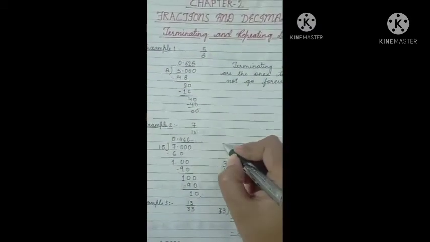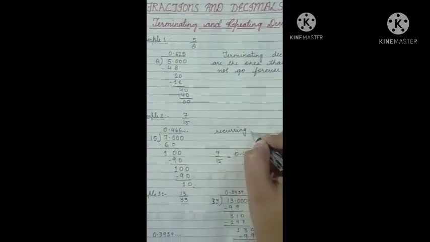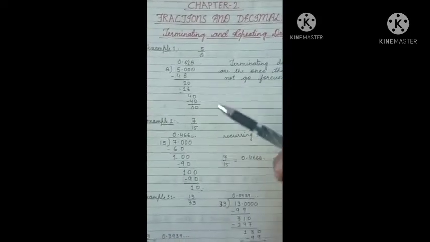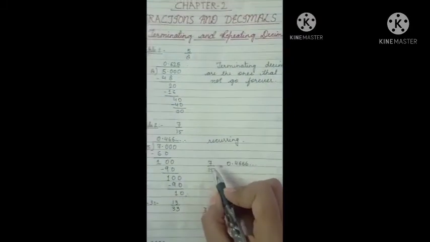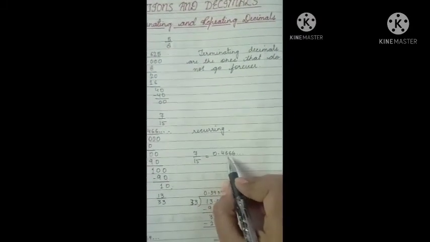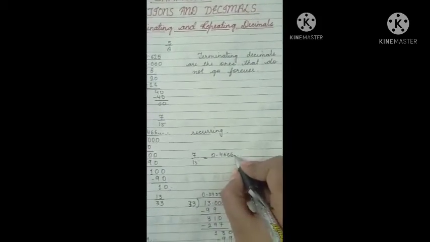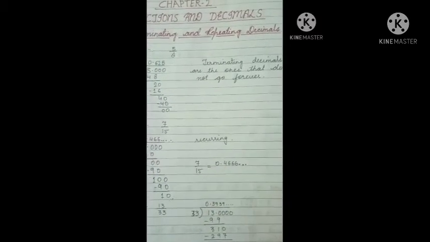So it is a repeating decimal. You can also say recurring. Okay, so it is a recurring decimal. The first is a terminating decimal, and this is a repeating decimal. So when you divide 7 by 15, you get 0.466, and 6 goes on infinitely. So here we make 3 dots, right? Because 6 goes on repeating itself.